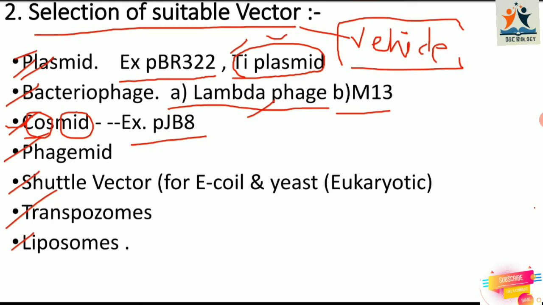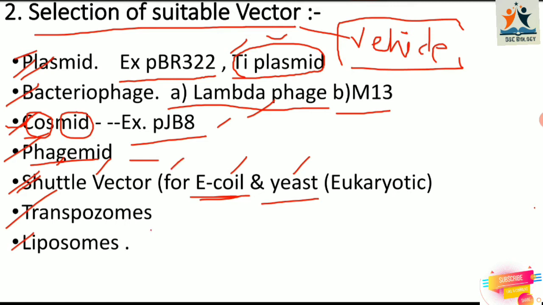So for example, cosmid is pJB8. Next is a phasmid, which is nothing but a combination of viral DNA and the plasmid. Next is the shuttle vector. It is used for the transfer of the desired gene into host cells like E. coli and yeast, meaning prokaryotic and eukaryotic. For both cell types, this vector is used.